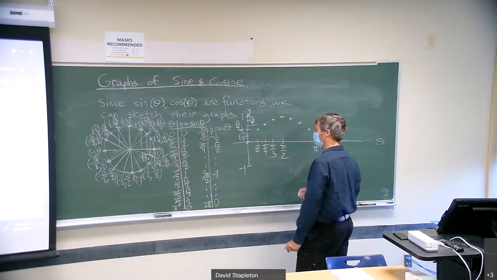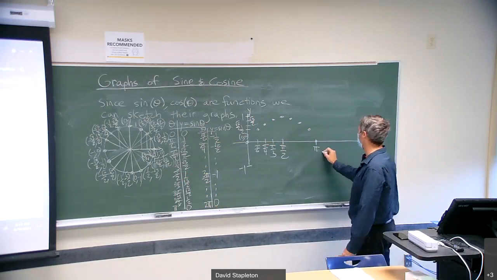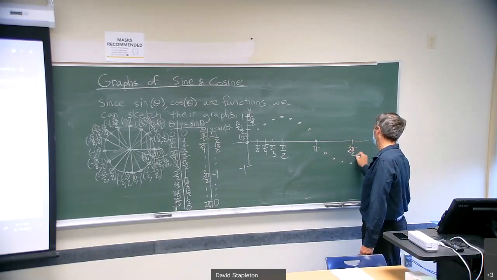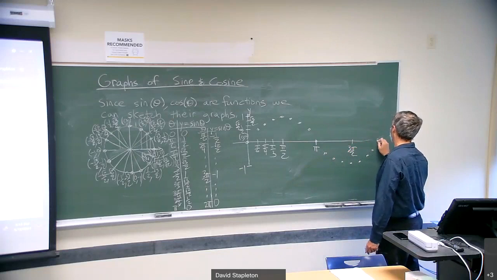Got pi. And then it does the same coordinates but negative over here. So it goes like this. Goes down to negative 1 at 3 pi over 2. And it's back to 0 at 2 pi.